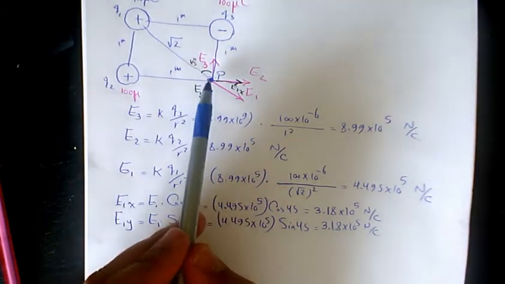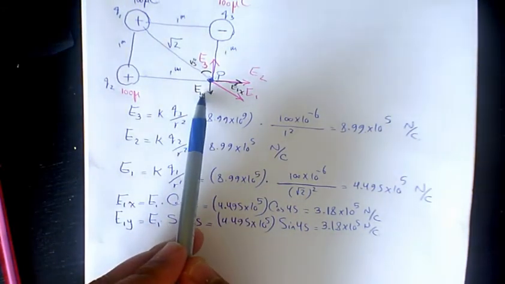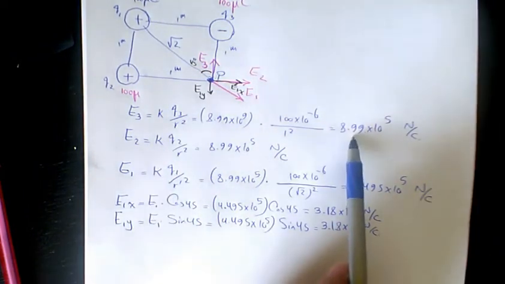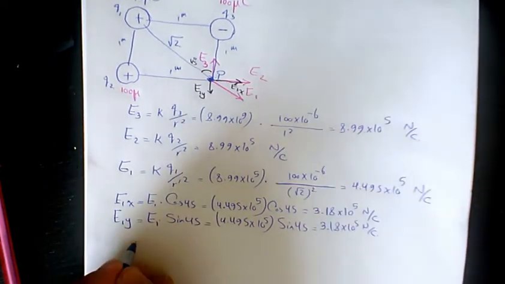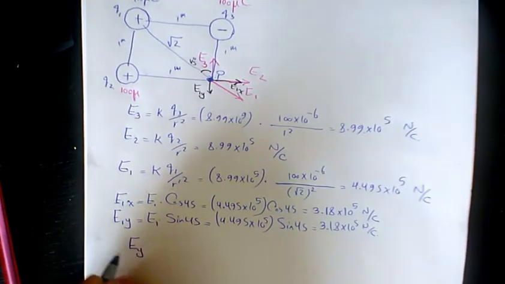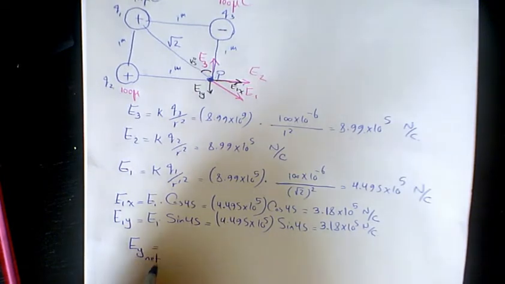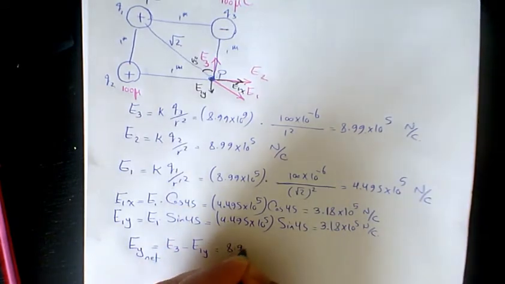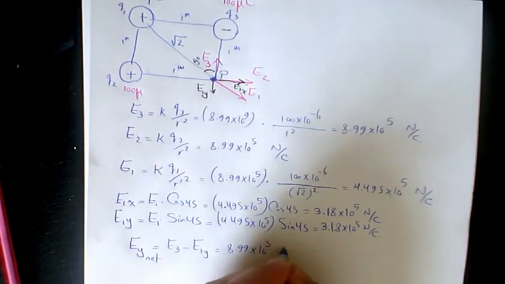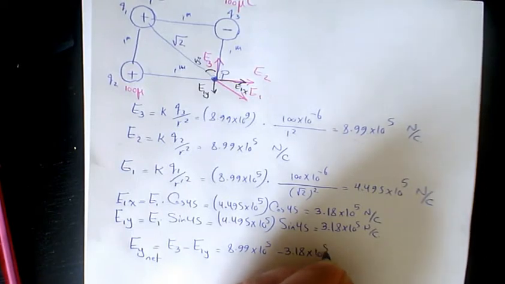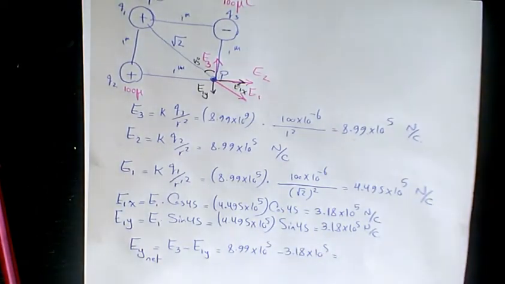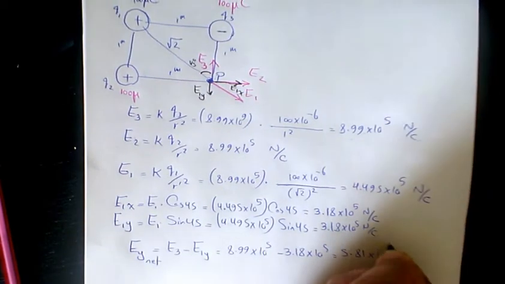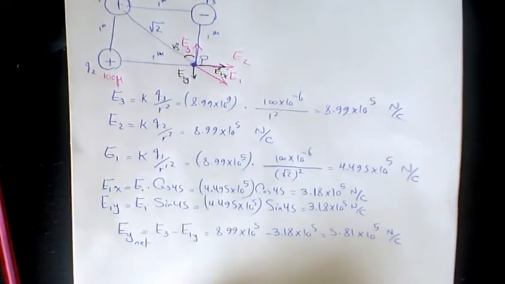So as you see here, E3 and E1y are in different directions. Which one is bigger? E3 is bigger than E1y, so EY net will be E3 minus E1y. So it's going to be 8.99 times 10 to the power of 5 minus 3.18 times 10 to the power of 5. That is going to be 5.81 times 10 to the power of 5 newton per coulomb.